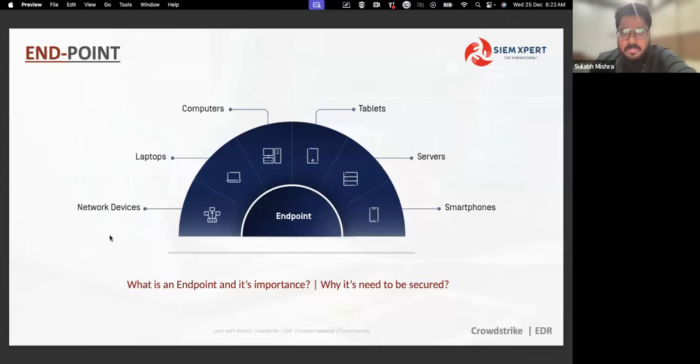All right, let me give you some quick basics on the endpoint, so you don't get too confused. Keep this in mind: any device, networking device, or node that has the ability to connect to the internet and share information can be referred to as an endpoint. Clear?